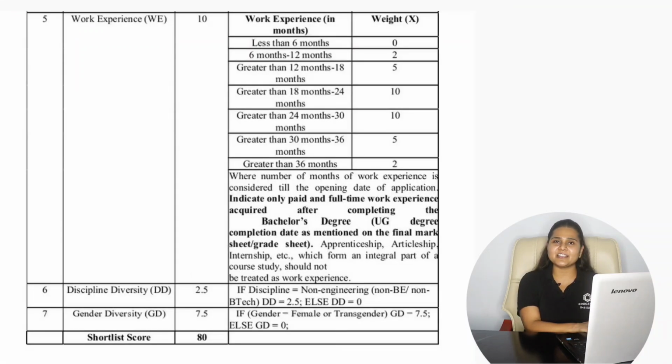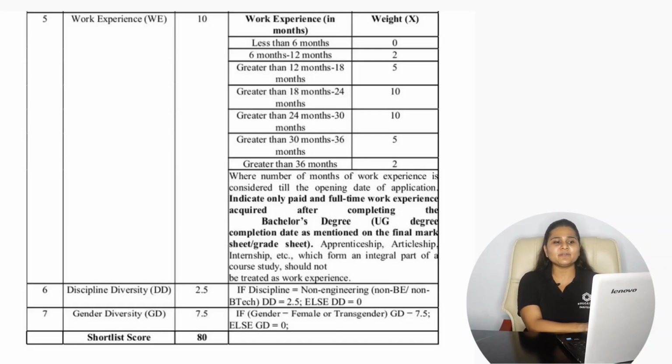Then 10% weightage is given for the work experience. This is calculated on the basis of the range of months of work experience you have. If your work experience ranges between 18 months to 24 months, there is a 10 application rating score. If it ranges between 24 to 30, there is a 10 application rating score. If it is 30 to 36, then 5. If it ranges between 12 to 18, there is 5. And if it is between 6 to 12 and more than 36, there is a 2 application rating score. This way the marks are calculated for the work experience.